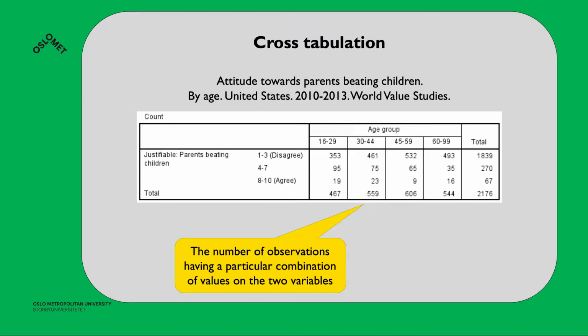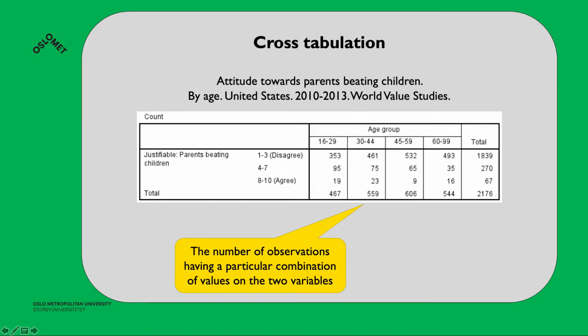And in this cross table, you have the age group in the head of the table, 4 different age groups, and a variable showing the distribution about attitudes towards parents beating their children, and it's grouped into 3 categories. So it's 1 to 3 disagree, 4 to 7 which is kind of a middle position, and 8 to 10, which is agree. So it's attitudes towards parents beating children by age, for the United States, using the World Value Studies from 2010 to 2013.